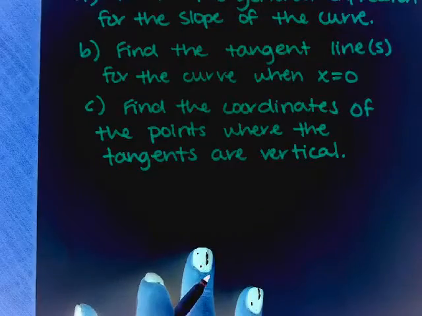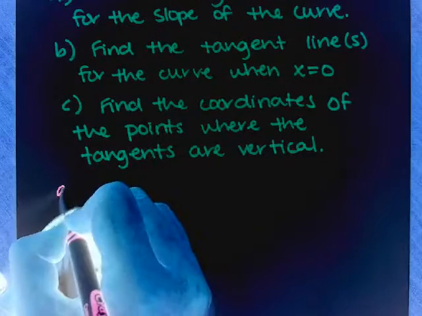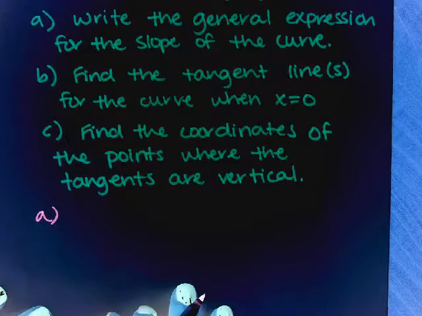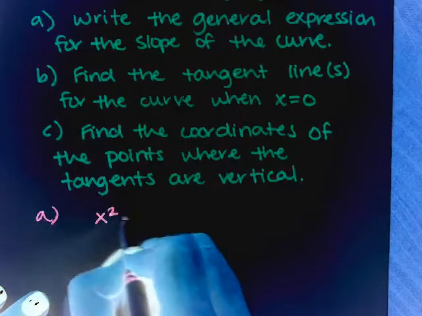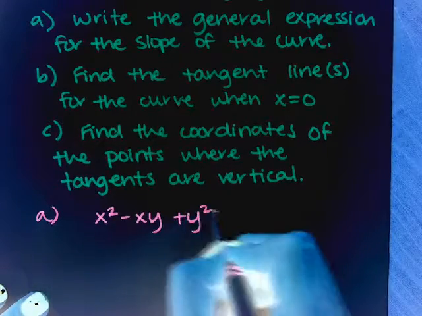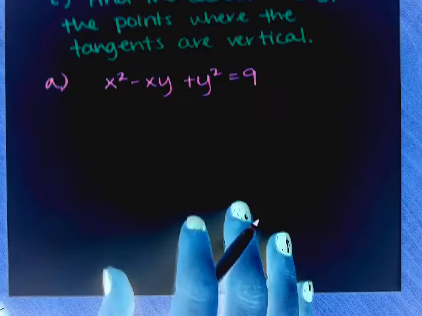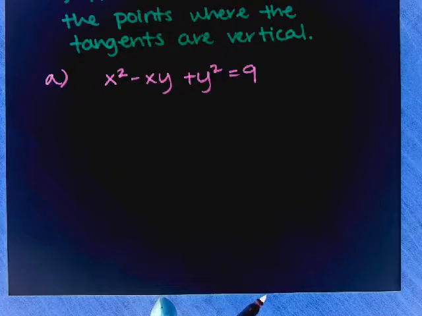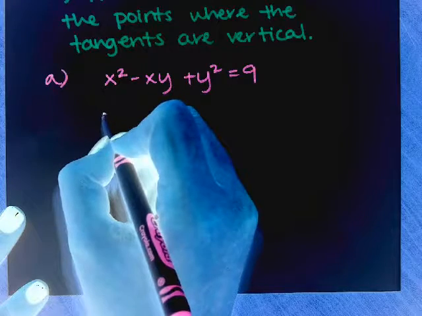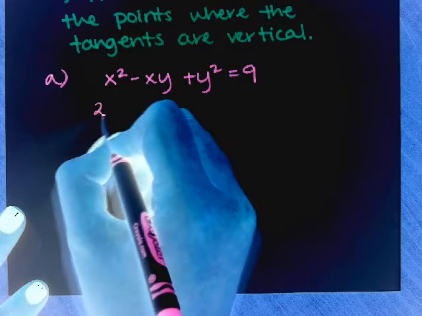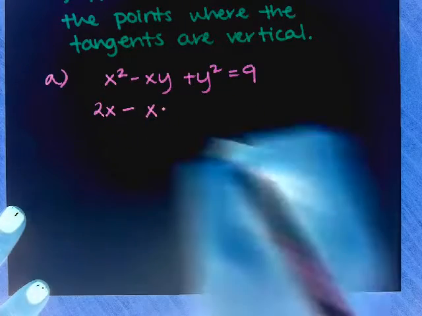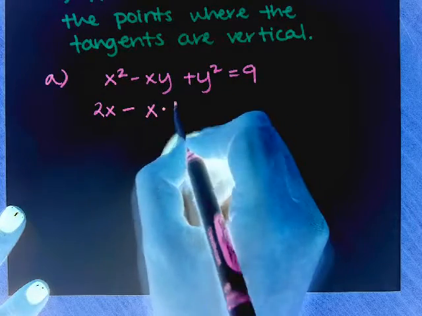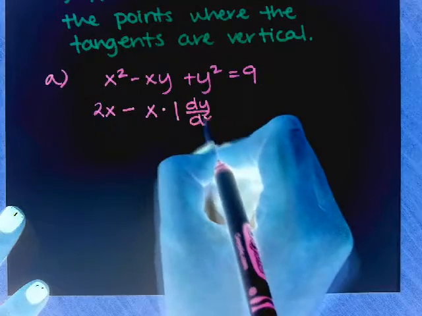All right. Color deficiency. So, looking back, we're going to answer part A, which is where they were asking us to find the general expression for the slope of the curve. So we have x squared minus xy plus y squared equals 9. And that means that we're finding the derivative. 2x minus x dy dx plus 2y dy. So 2x, and then minus x times the derivative of the second, which is 1 dy dx.